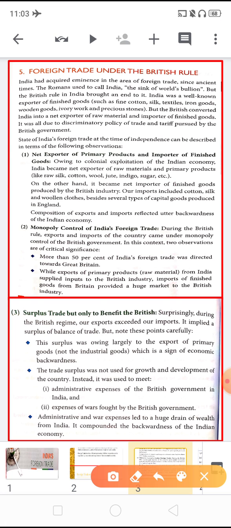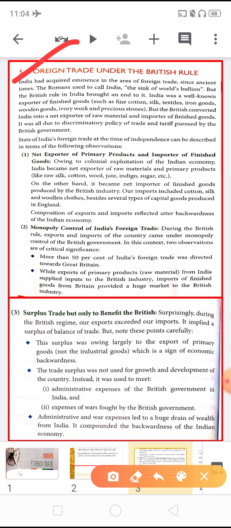So, children, let us learn the condition of India's foreign trade during the British rule. Children, as we all know, India has been an important trading nation since ancient times. However, the restrictive policy adopted by the colonial government, that is the British rule in India, adversely affected the structure, the composition and the volume of India's foreign trade. The state of India's foreign trade during the British rule is discussed as follows. The first one is net exporter of primary products and importer of finished goods. Second is monopoly control of India's foreign trade, and the third one is surplus trade, but only to the benefit of the British.